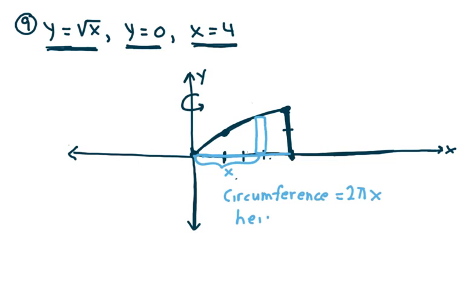The height, we're going to look at the height of the rectangle, which is the distance from the curve down to the x-axis, which is going to be square root of x. So the height is square root of x. The thickness, think of the width of the rectangle, is going to be dx.